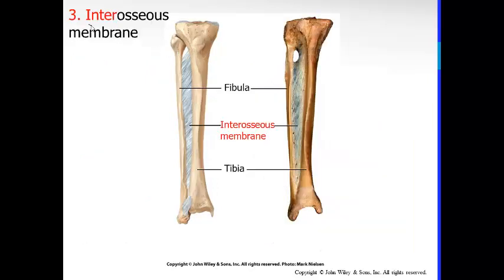Now, interosseous membrane is easier to see because these are between the two bones. So instead of the one earlier that we saw between the tibia and the fibula, we have this type of interosseous membrane holding the two bones together.